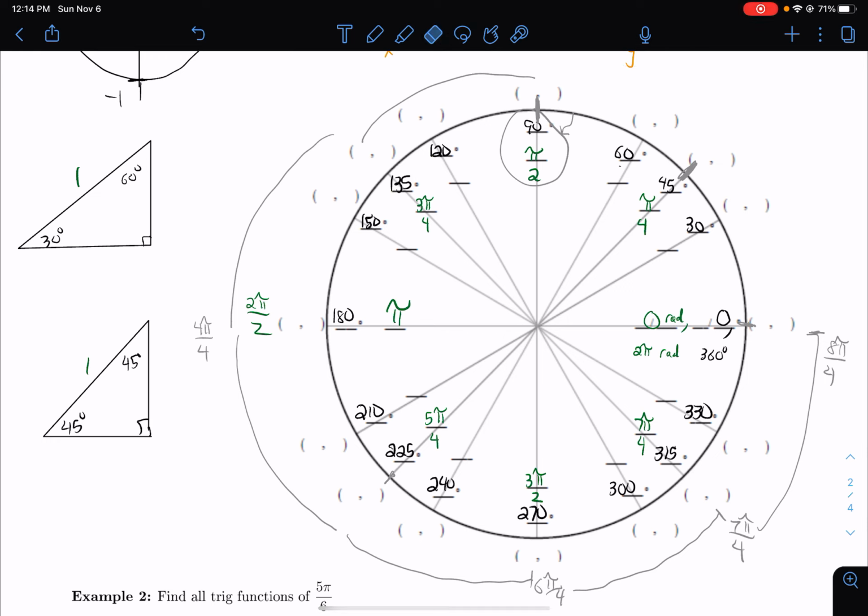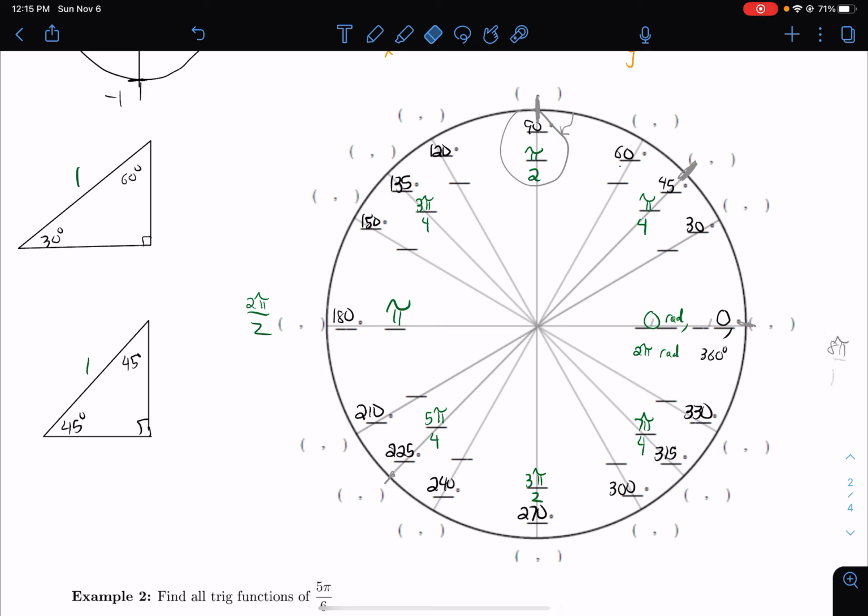Okay, so I'm going to erase these helper lines that I had out here. All right, so let's do all these 30-degree increments. So 90 degrees takes me here to pi over 2. Well, to get to 30 degrees, I have to divide that by 3. So if I divide pi over 2 by 3, that would give me pi over 6. So pi over 6 is 30 degrees.